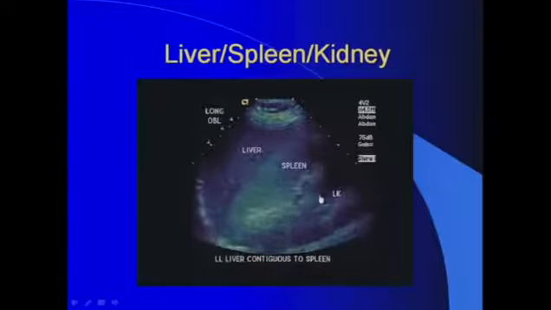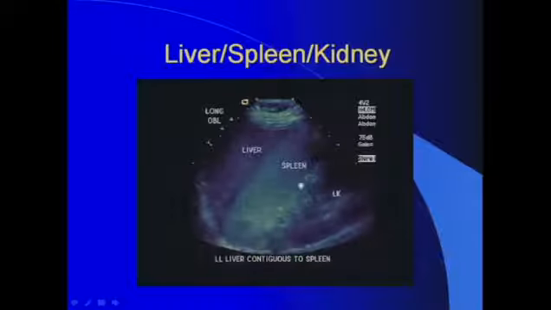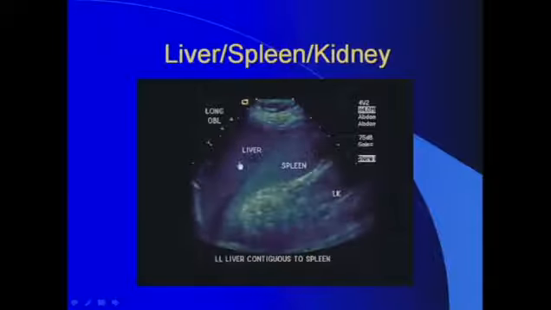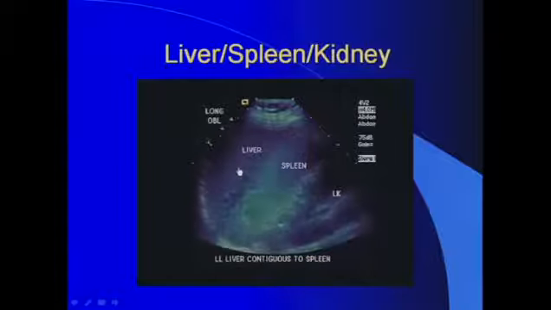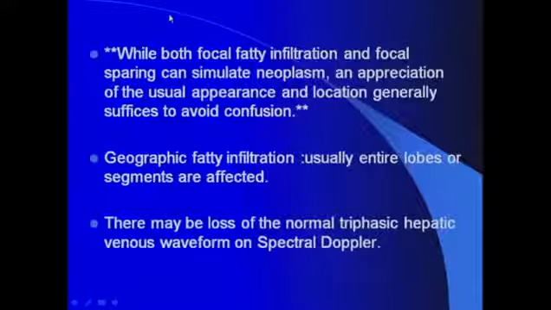Again, the kidney is maybe a little bit less than the liver or similar to that of the liver. That's what tells you that the liver echogenicity is normal, and this is what you need to do and compare on the right side when you evaluate the echogenicity of the liver. While both focal fatty infiltration and focal sparing can simulate a neoplasm, an appreciation of the usual appearance and location suffices to avoid confusion.